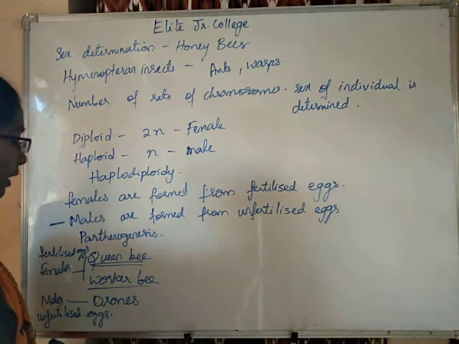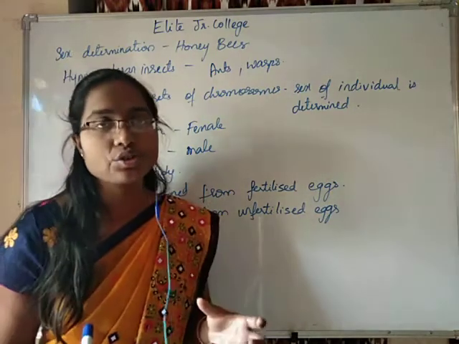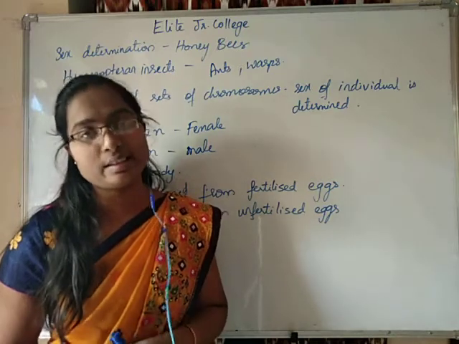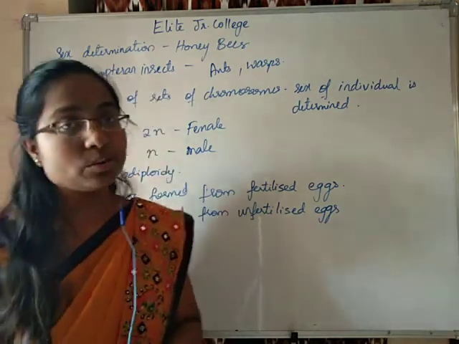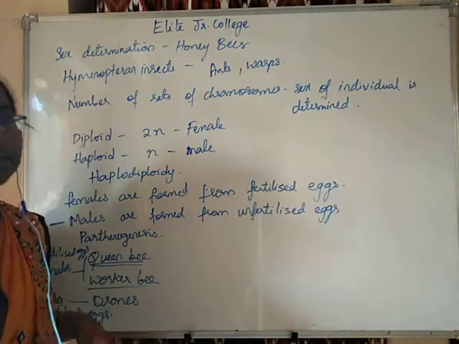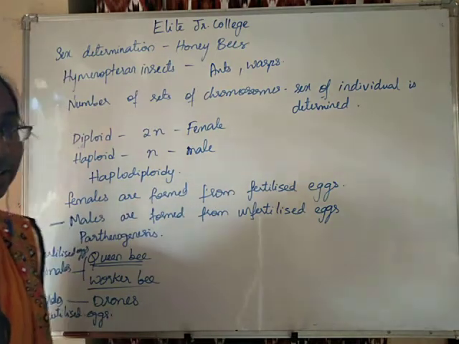Generally, during reproduction, only the queen bee will produce and lay the eggs. Let us see how these bees are reproducing. What is the condition of their chromosomes? Let us learn in detail now.